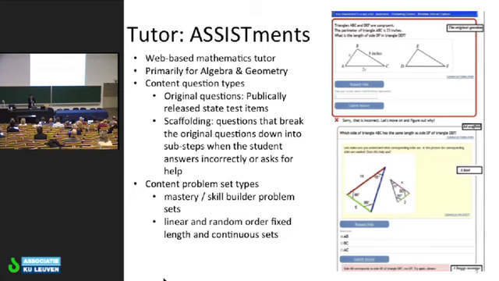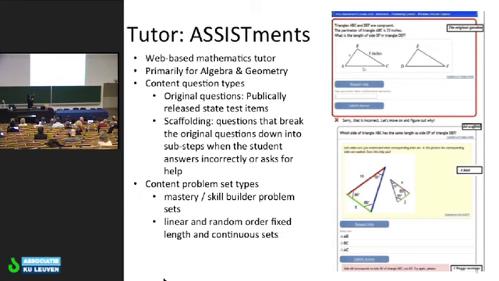So the tutoring system is the assessment system. It's a web-based mathematics tutor. You see a screenshot of it over there. It's primarily for algebra and geometry. And I guess the most important thing here is that there are two types of questions, what we call original questions, which are based on previously released state test items. And you see that at the top is a congruence question. So that's a main question that students try to answer from a previously released state test item.